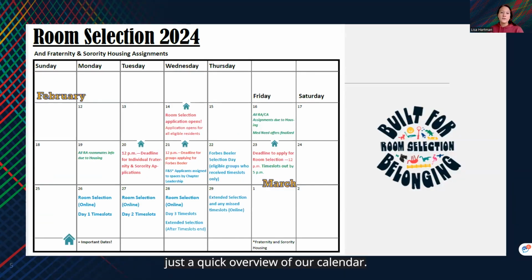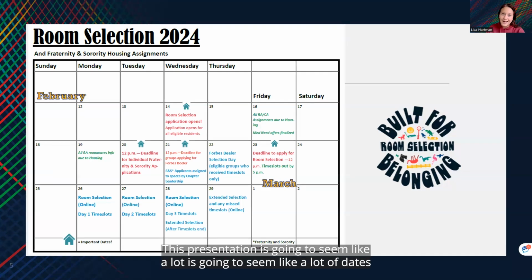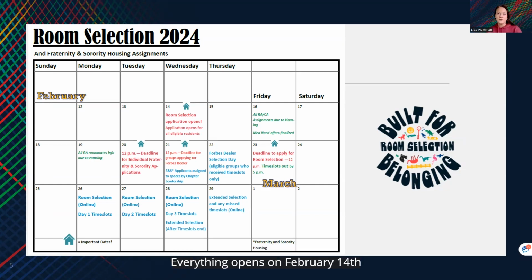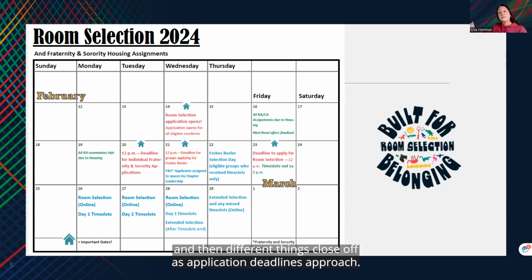This is just a quick overview of our calendar. This presentation is going to seem like a lot. It's going to seem like a lot of dates and details, but really room selection just happens in a 2-week period. Everything opens on February 14th, and then different things close off as application deadlines approach. But students, we're not talking about a ton of time needed to get dedicated to this. The application process takes a few minutes. Finding roommates and forming roommate groups probably takes the most time.